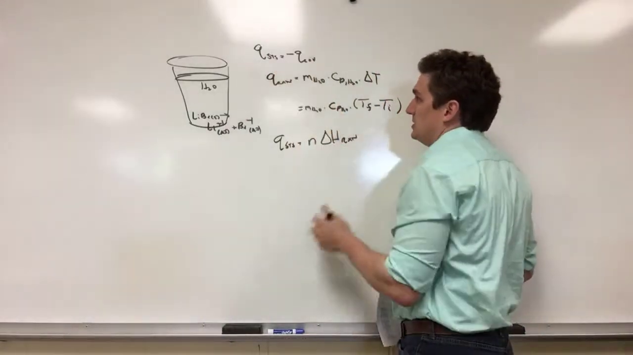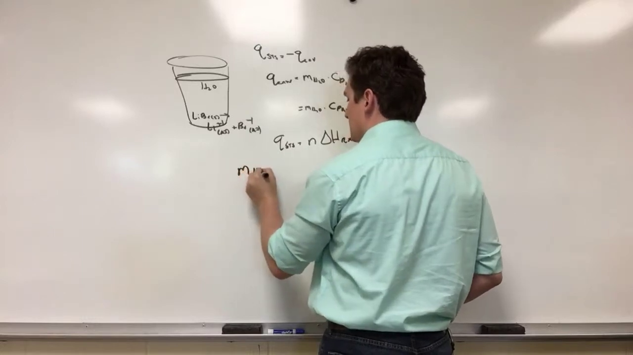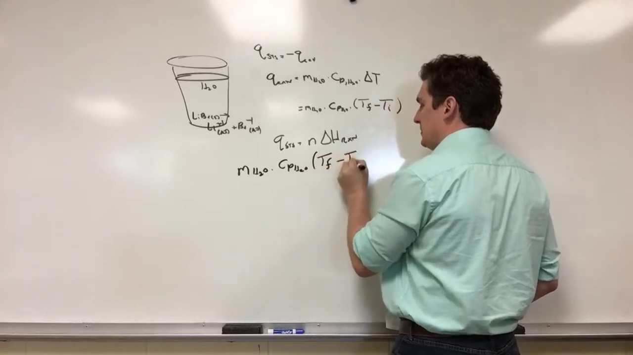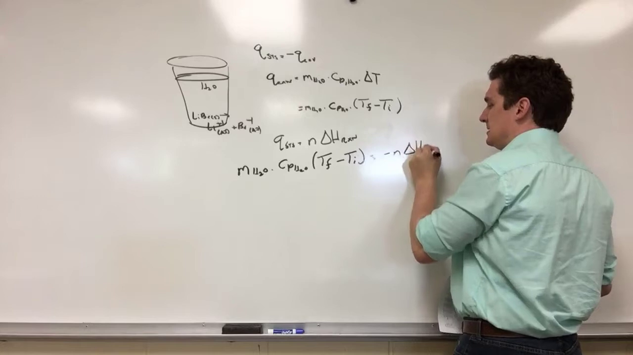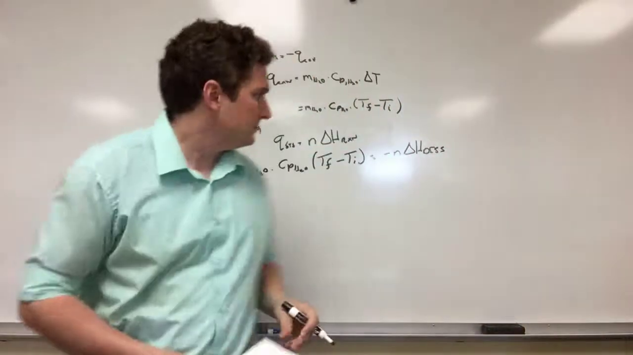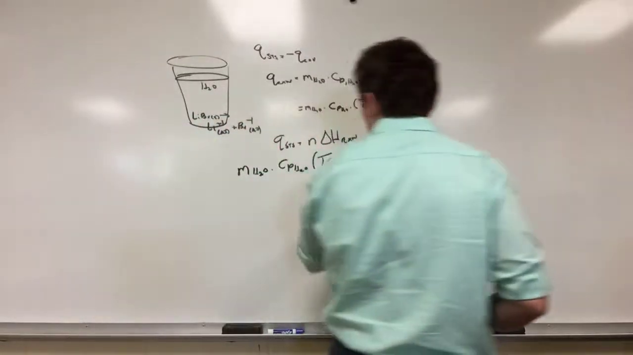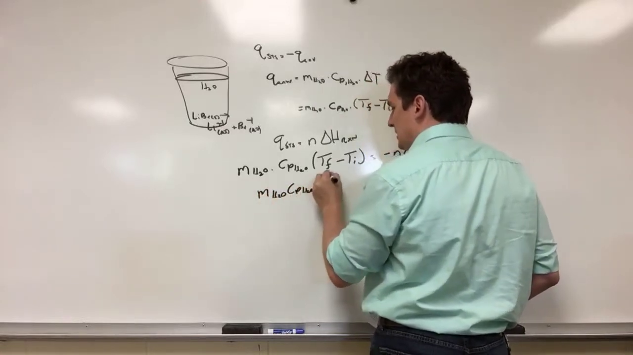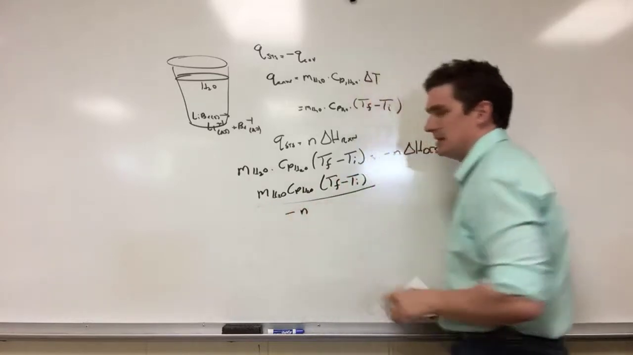Well, we're going to use these relationships. We have the Q of the environment, which is the mass of the water times the CP of water times the final temperature minus the initial temperature, equals the negative of n times delta H of dissolution. In this problem we're being asked to find the delta H of dissolution, so this is what we need to isolate. When we move it all over, we get the mass of water, CP of water, final minus initial, all over negative n.